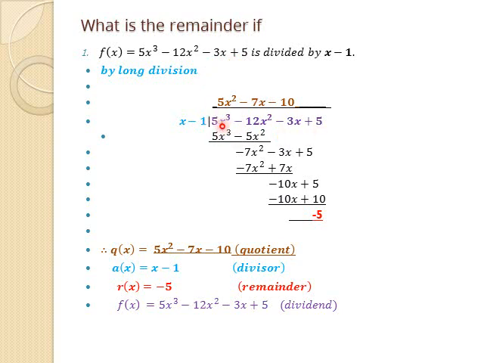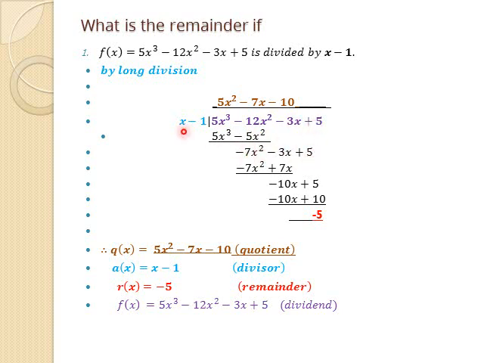So first, to get 5x cubed, x times what would give me 5x cubed? That is 5x squared. So 5x squared times x gives me 5x cubed. 5x squared times negative 1 would give me negative 5x squared. Very important, I'm taking that and I'm subtracting it from here. So 5x cubed minus 5x cubed would give me a 0. Minus 12x squared minus negative 5x squared gives me minus 12x squared plus 5x squared, which gives me minus 7x squared. Carry down minus 3x and 5.